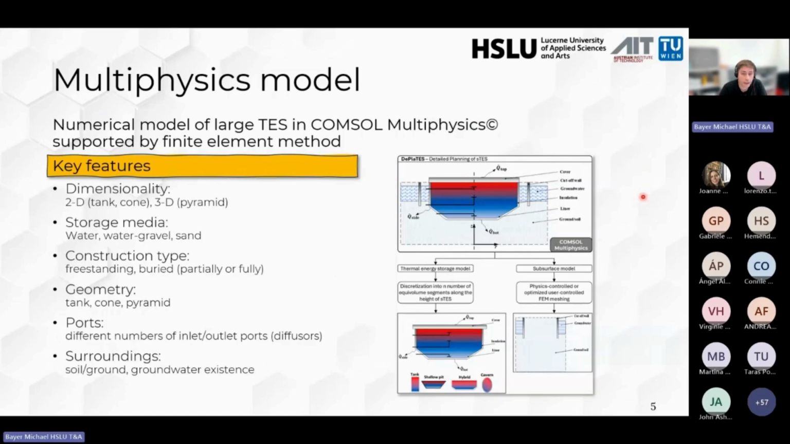Here you can get a quick insight into the COMSOL model which was used. It's the De Plates model developed by AIT. It is supported by the finite element method, and it includes multiple features, so you can simulate all kinds of different sTES systems with it. For this study, we focused on a water-based system without groundwater flow in the soil.